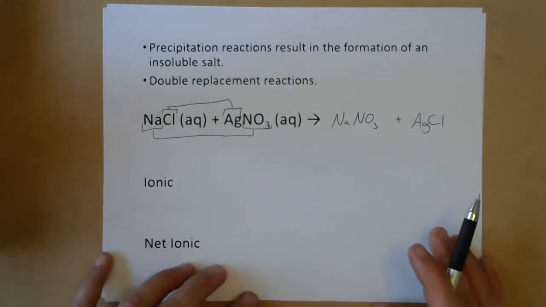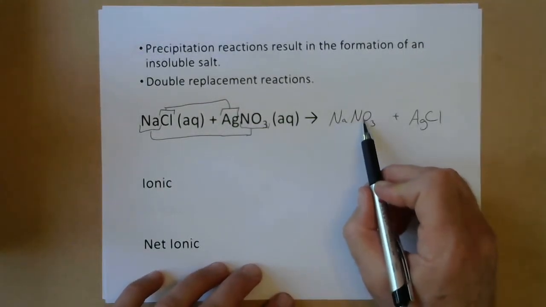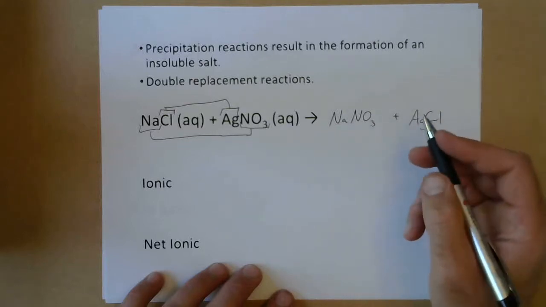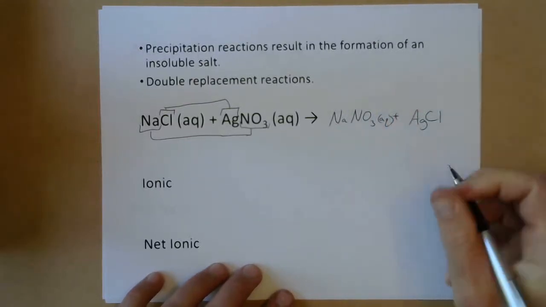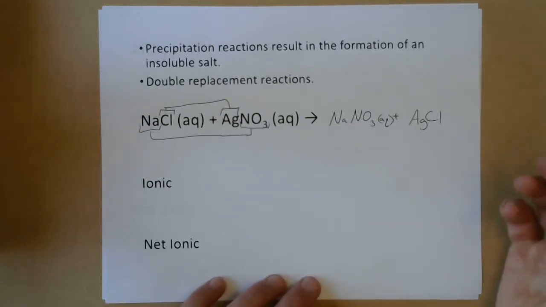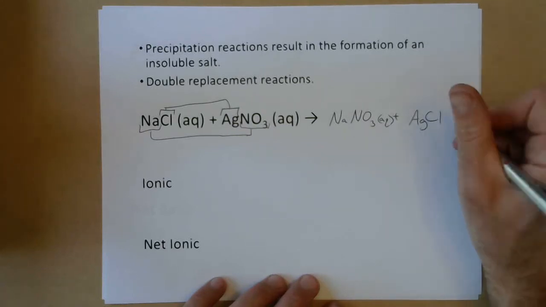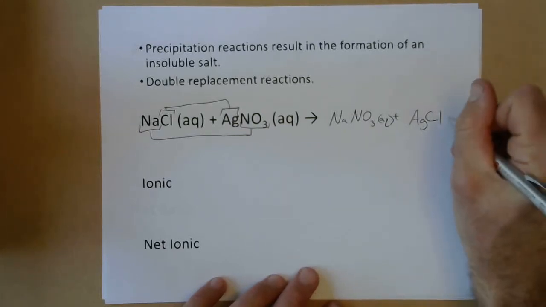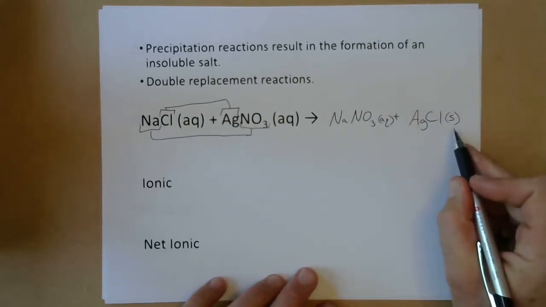Now, by knowing my solubility rules a little bit, I know that this one has an alkali metal and nitrate in it, so it's going to be soluble. I'm going to put (aq) after it to mean that it's aqueous, that it does dissolve in water. And silver chloride, if I consult the rules in my book, or if I know my solubility rules, I know that this one's insoluble. Things that are insoluble get an (s) after it, meaning it's going to form a solid.